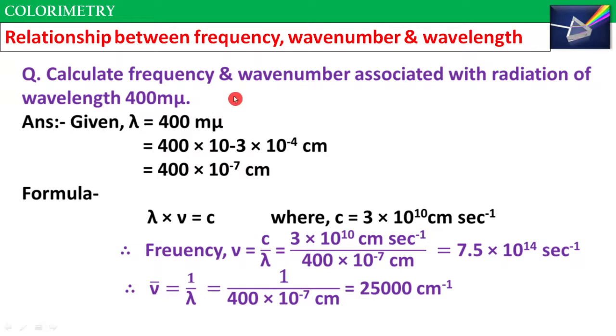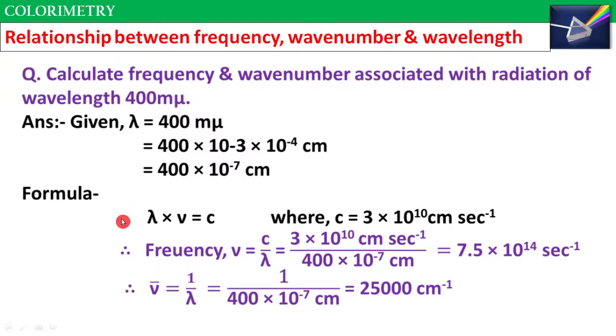Calculate the frequency and wave number associated with the radiation of wavelength 400 millimicron. So we are asked to find frequency and wave number, and what is given is the wavelength. So write down the given: wavelength lambda is equal to 400 millimicron. Milli means 10 raised to minus 3 and micron means 10 raised to minus 4 centimeter. So therefore lambda is equal to 400 into 10 raised to minus 7 centimeter.